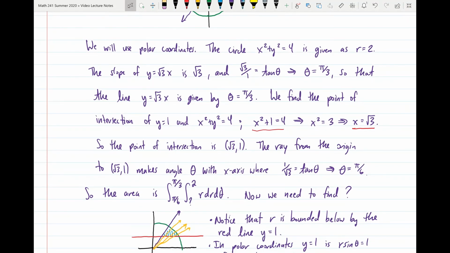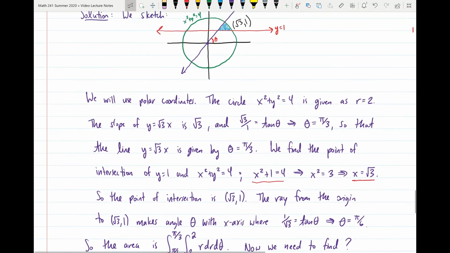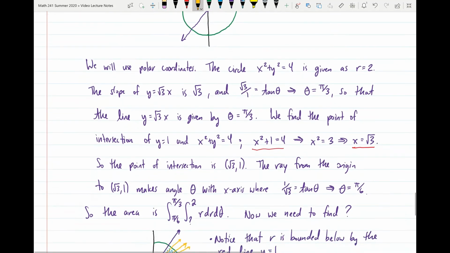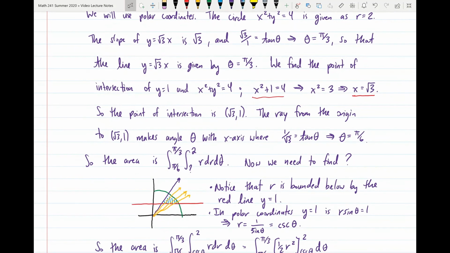We also note that the ray from the origin to the point (square root of 3, 1) — let me draw that ray up here as well, like this. It's going from the origin to the point given by the square root of 3, 1, and makes an angle theta with the x-axis again. So now we're trying to take this ray and write it in terms of polar coordinates.